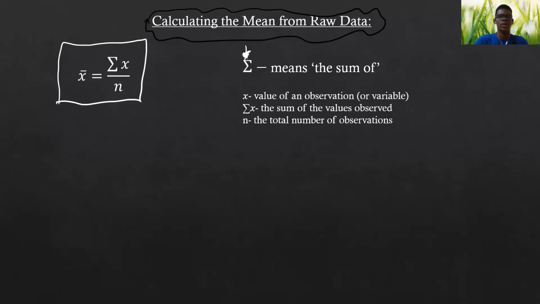So the sum of the observations divided by the total number of observations, right? n is the total number of observations. It is the total frequency.